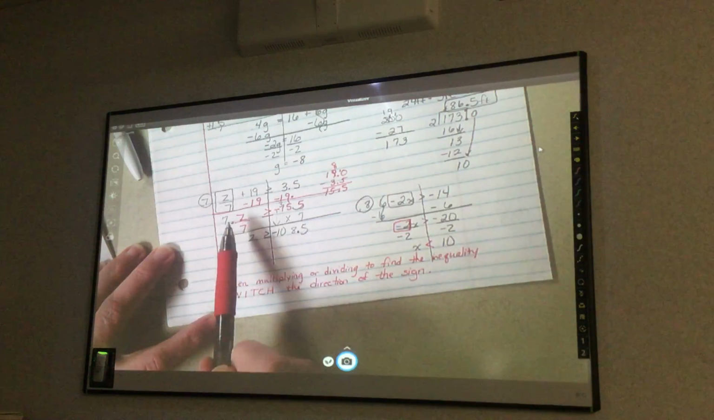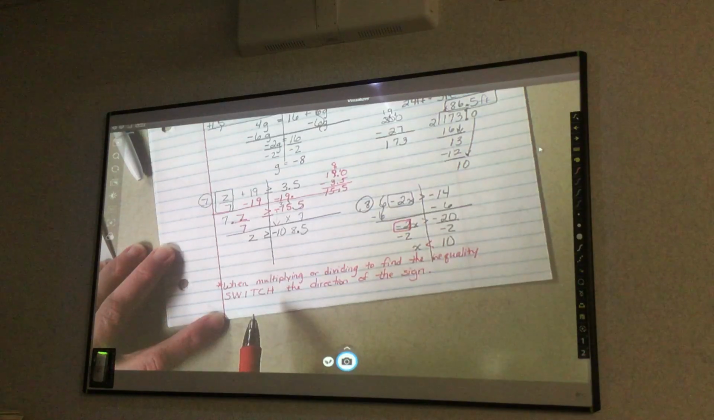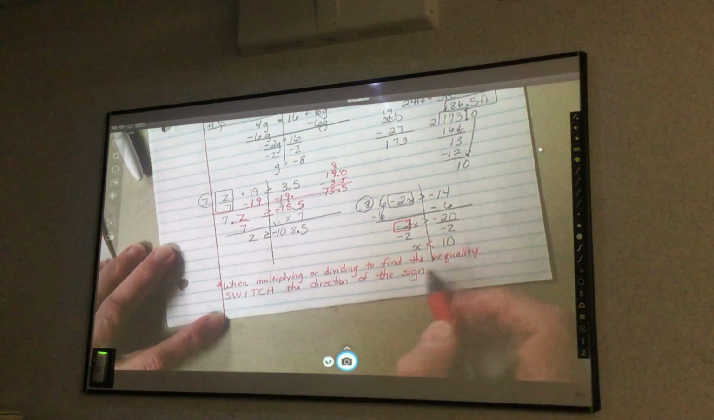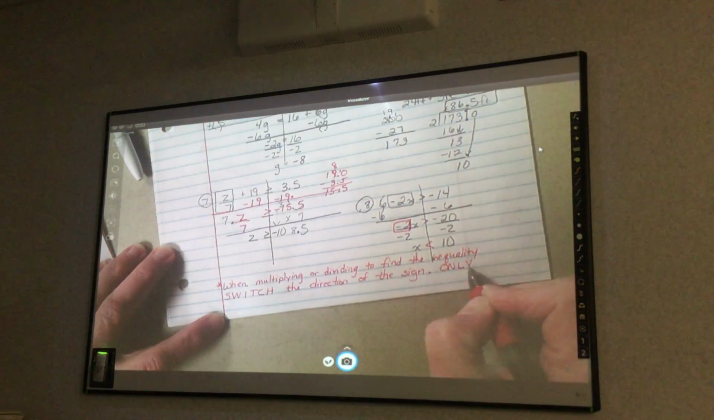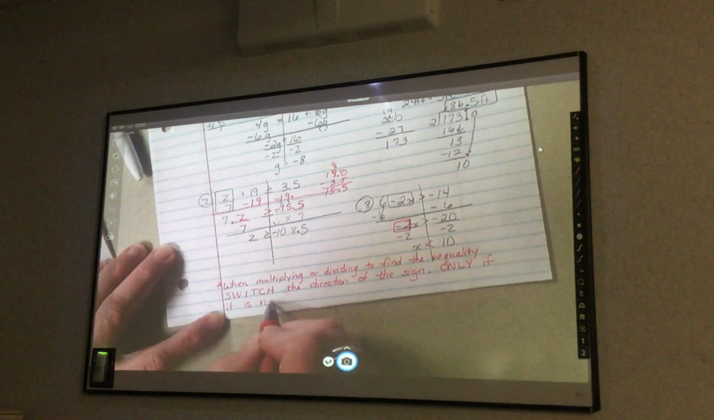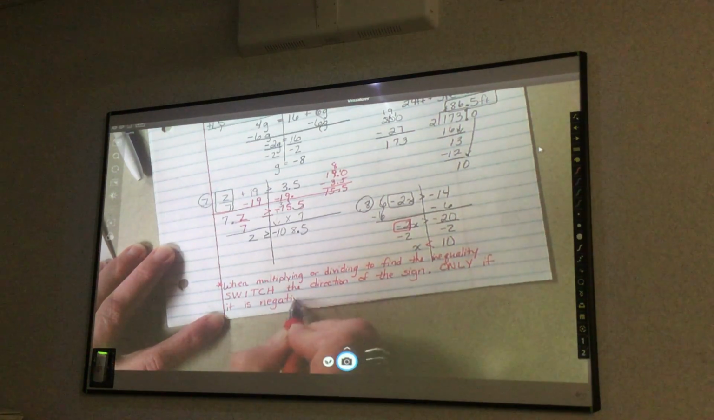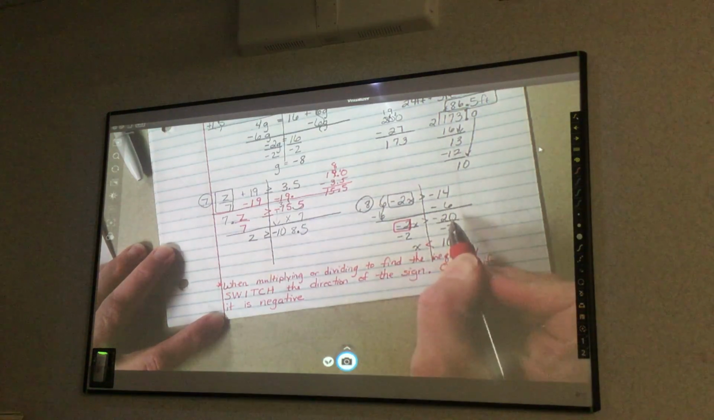You don't switch the sign when I'm dividing by positives, but only, I didn't write that here, did I? I said only if it is negative. And it's only if you're moving the negative one. It doesn't matter if there's a negative over here.